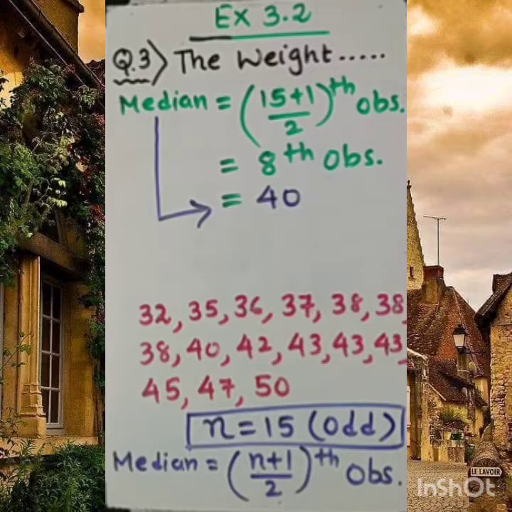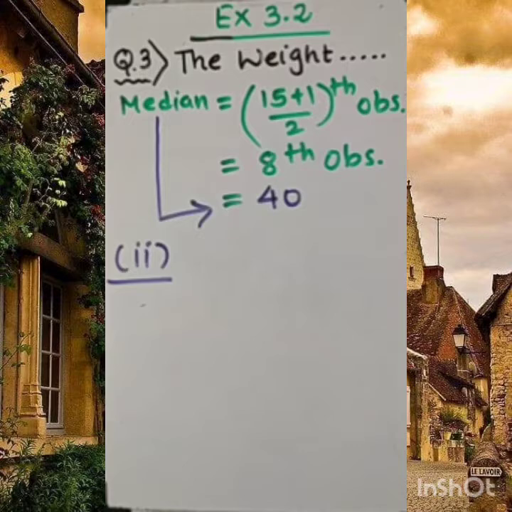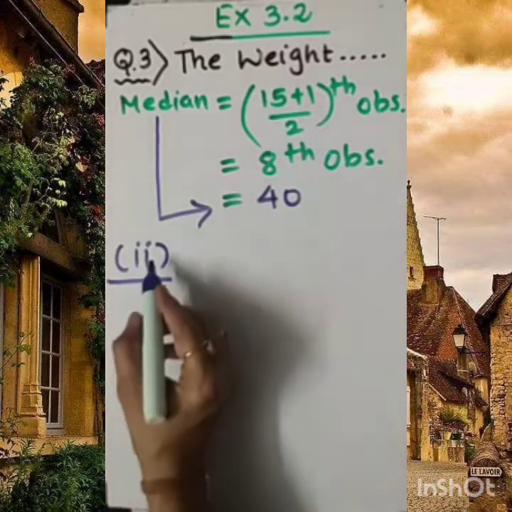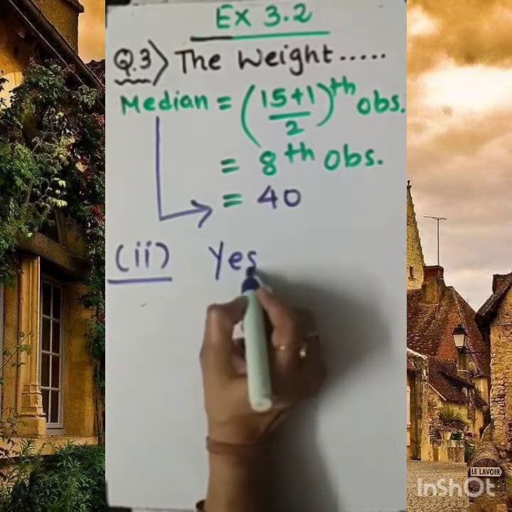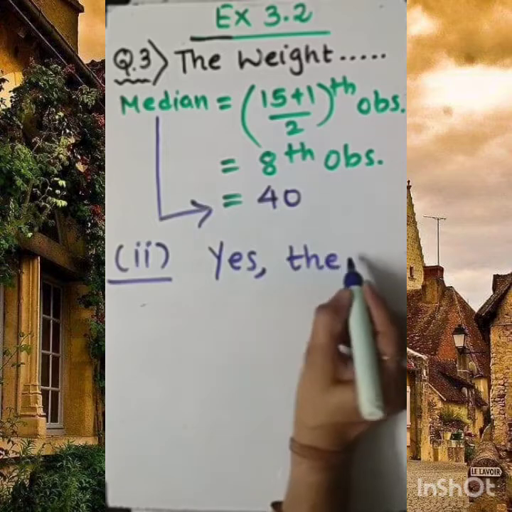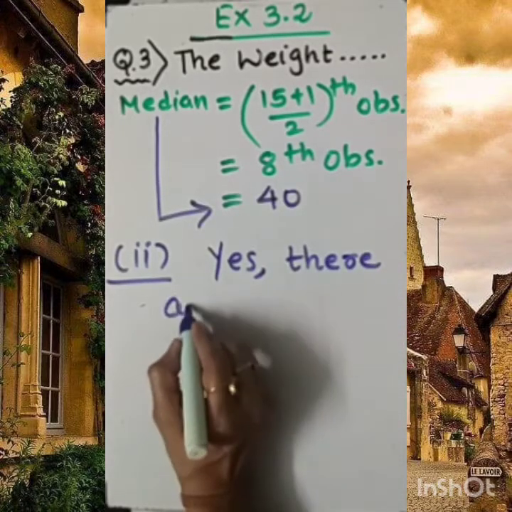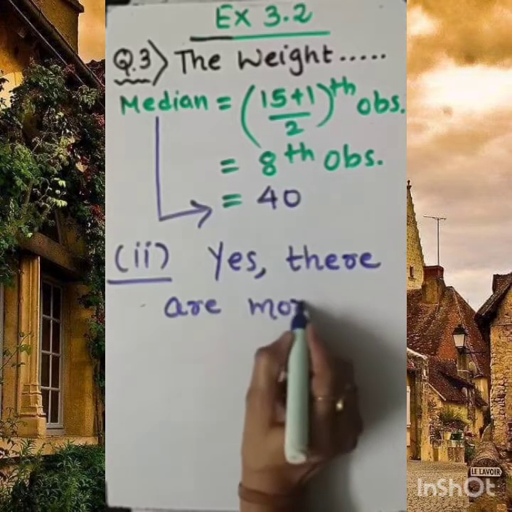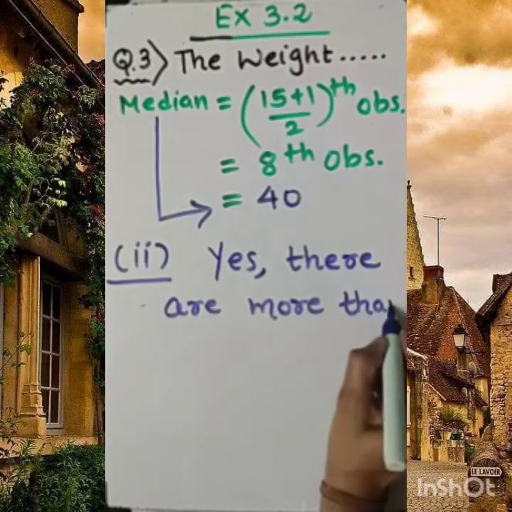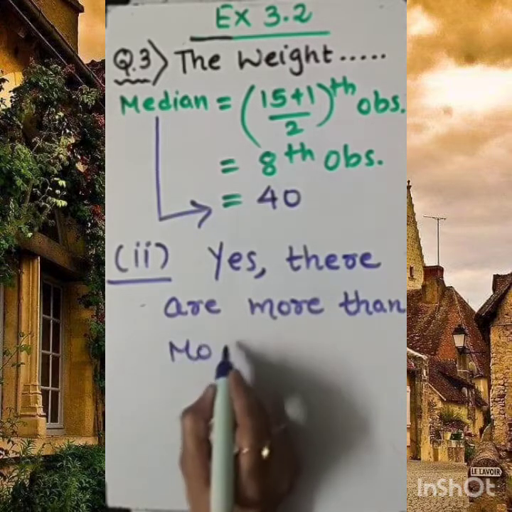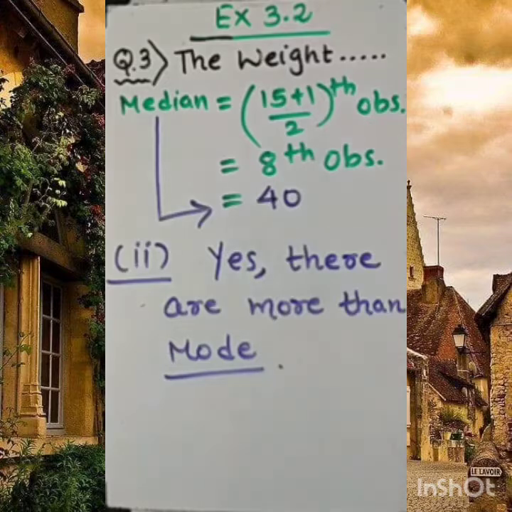Okay. There is one more question. Let's reply to it. The second question we are given is: is there more than one mode? So the answer for the second question is yes, there are more than one mode. Yes, there are more than one mode of the given data. Clear to you? This is the complete solution of question number 3.